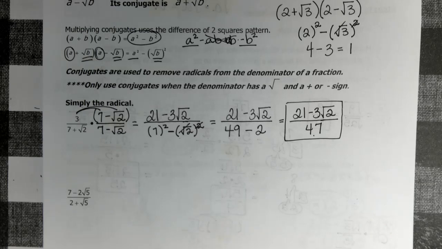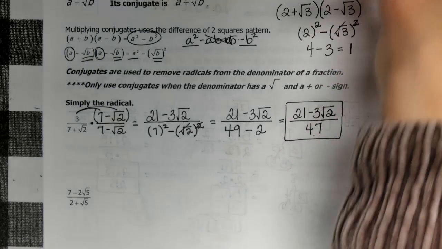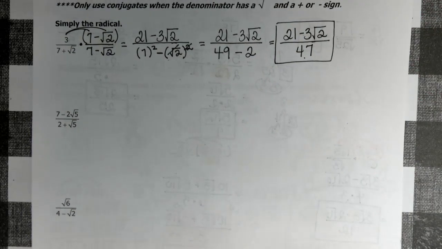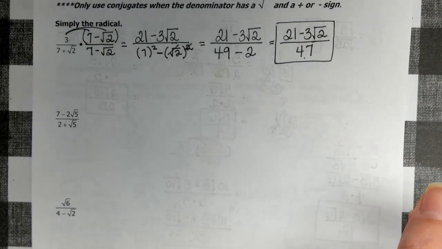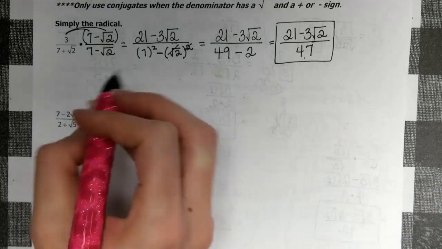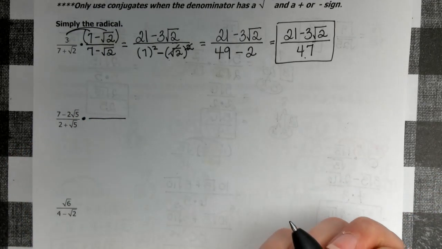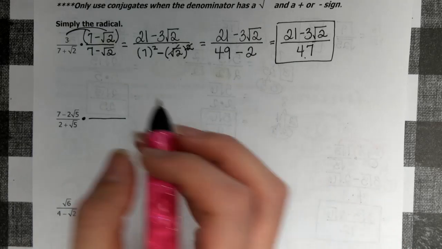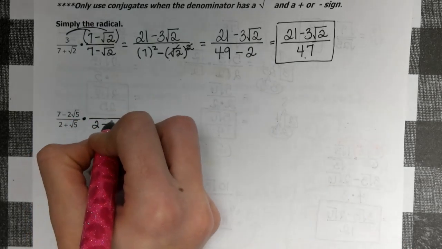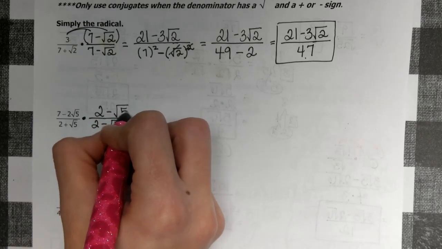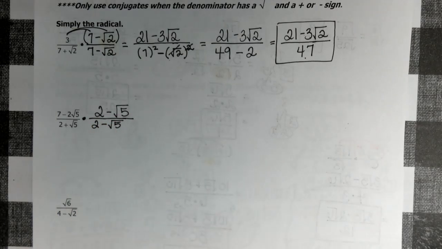Okay. So I have 7 minus 2 square root of 5 over 2 plus square root of 5. Can't simplify, so I'm going to multiply by its conjugate. What's my conjugate? 2 minus square root of 5. All the exact same things, just change the sign in the middle.